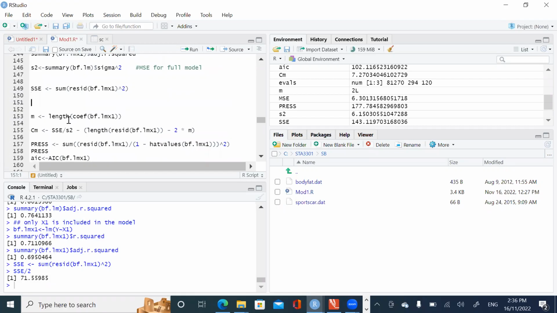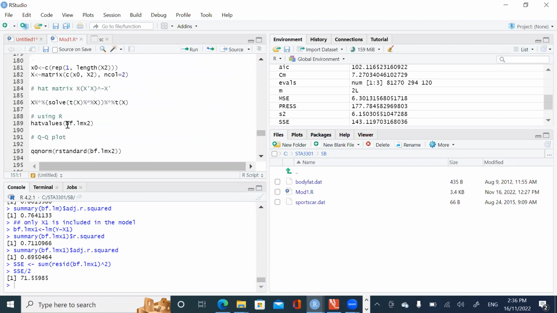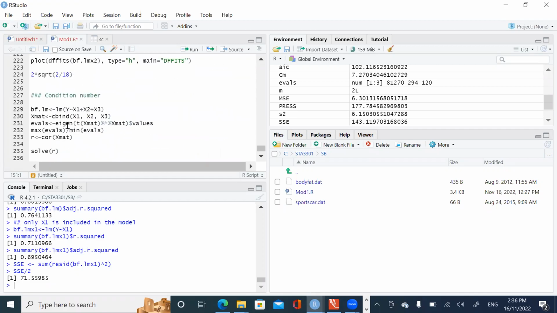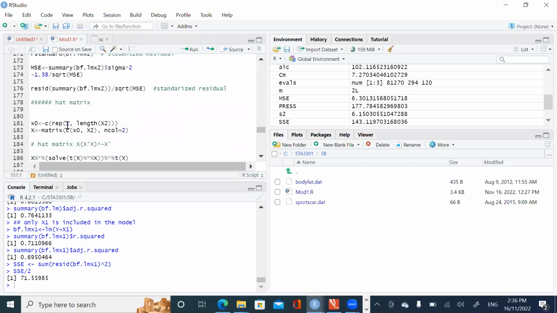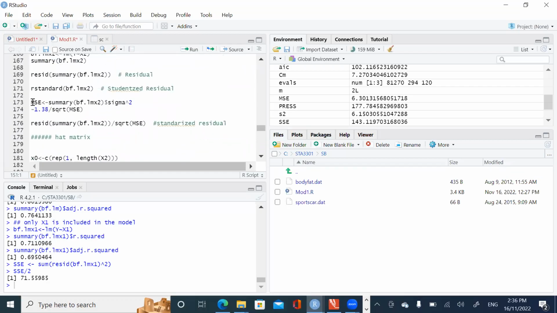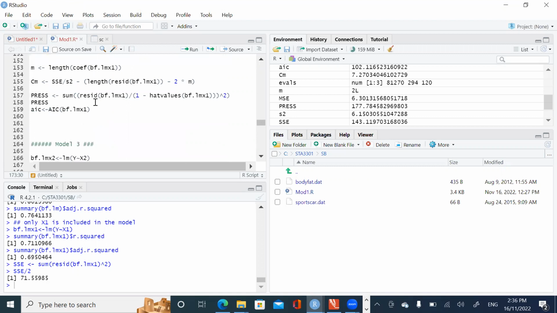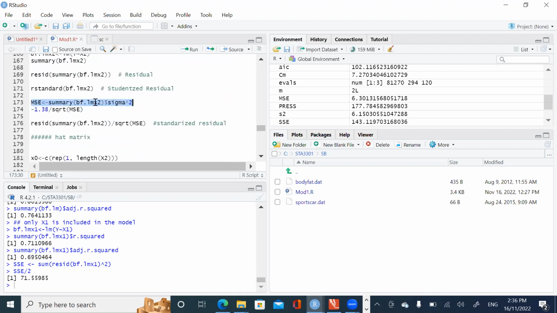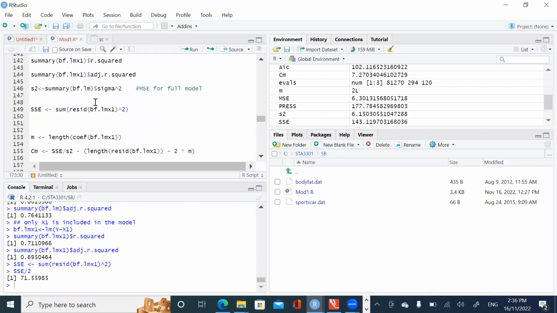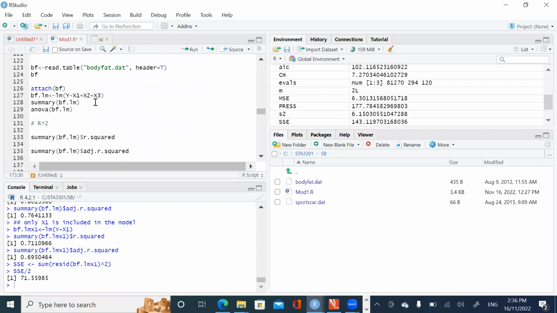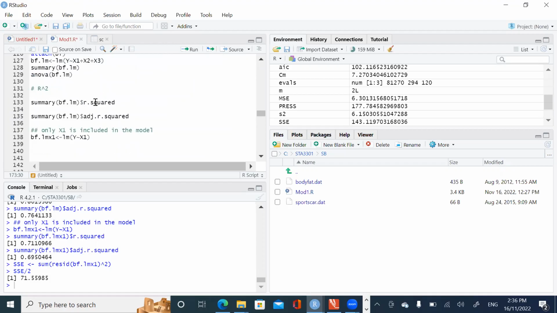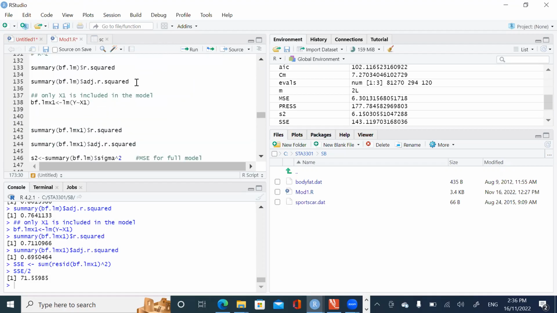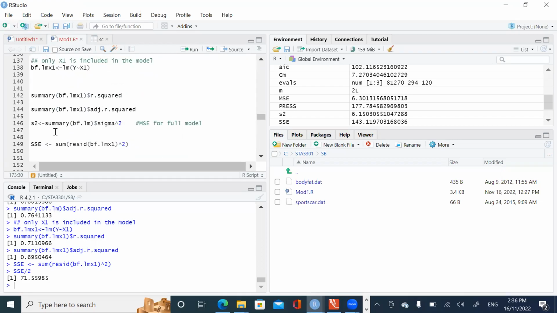This is MSE. I think I have that on MSE somewhere. This is the MSE. So if we are here, adjusted R square, okay, adjusted R square here. Okay, this is the MSE.